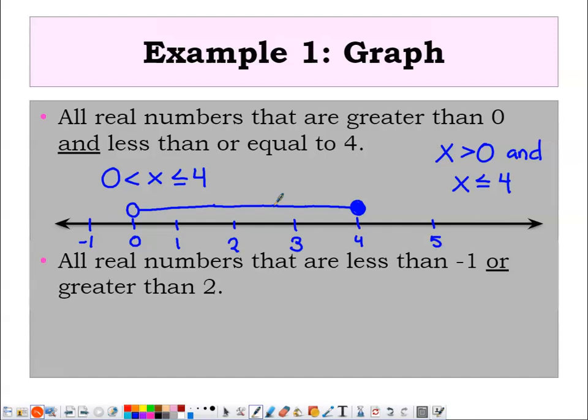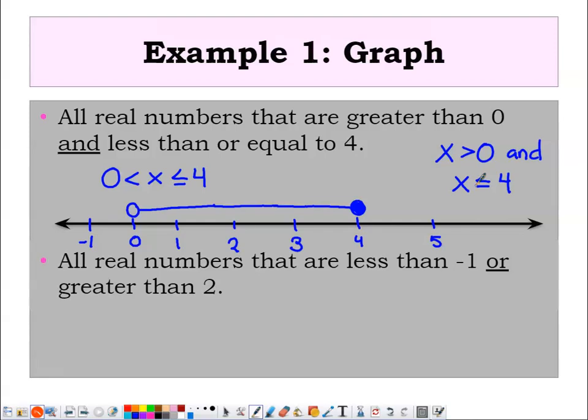So our final answer is any number that is within this region right here, that satisfies that inequality, right? Because if I take the number 2, that satisfies this statement right here. It is a number that's bigger than 0, but it's also less than or equal to 4. Okay, let's look at the next example.